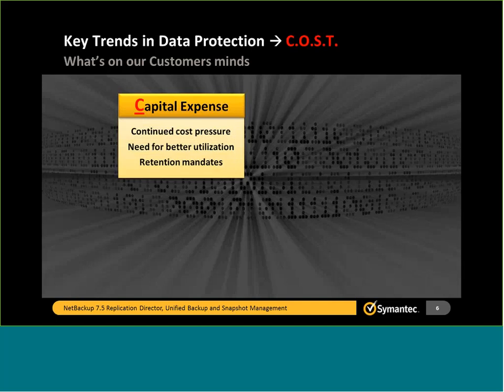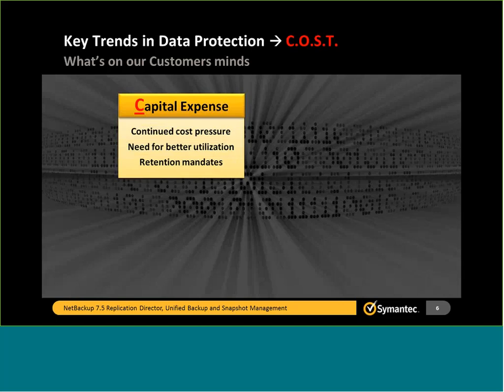From us, our main platform that we're working off from is called COST. The first C in COST talks about capital expense, CapEx costs. For the most part, the main reason why we put these together is because they're the most on customer minds as we talk to customers that are out there today.